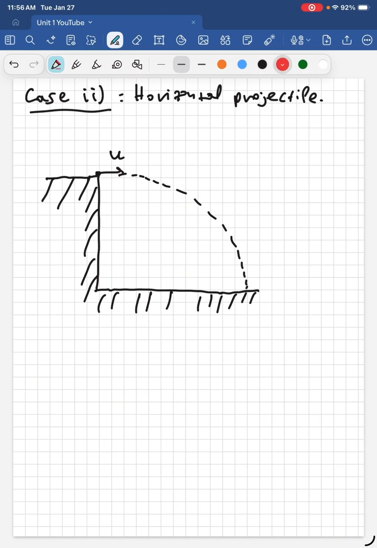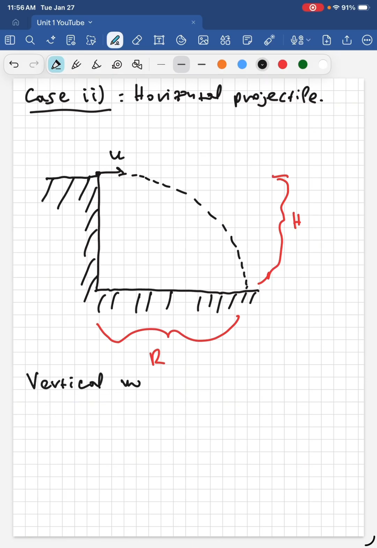Again, the quantities of interest are the height of the cliff or whatever it is, maybe a tall building, and the range. The height is associated with the vertical motion and the range is associated with the horizontal motion. So this is going to be a little bit simpler. For the vertical motion, we have a lot of information. We have that uy is 0.